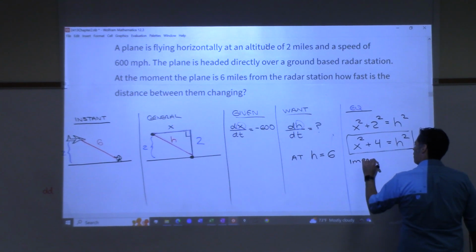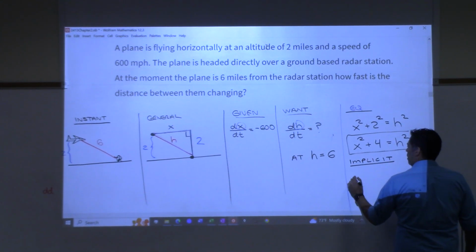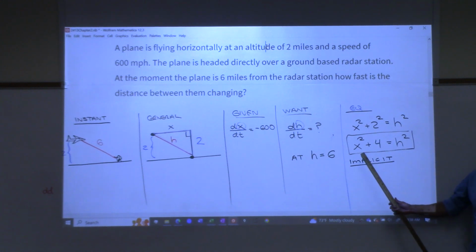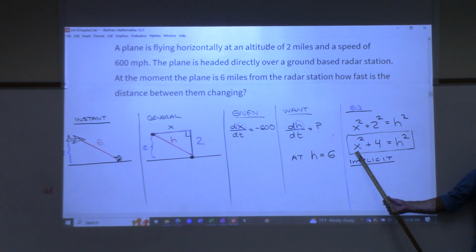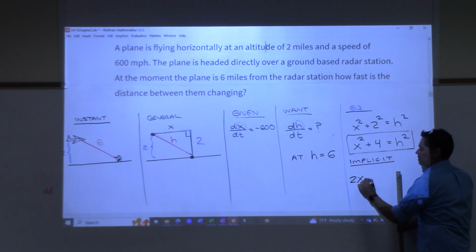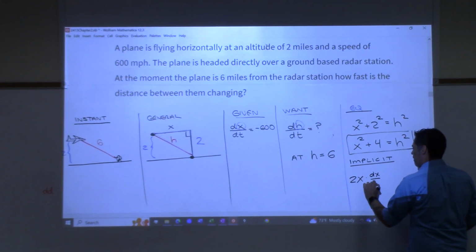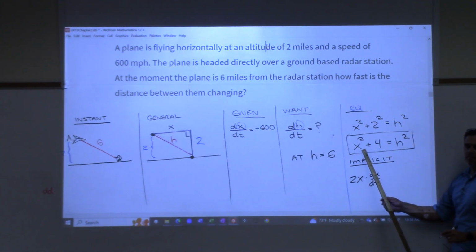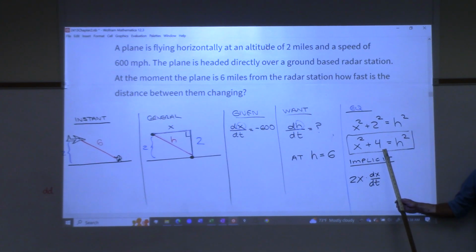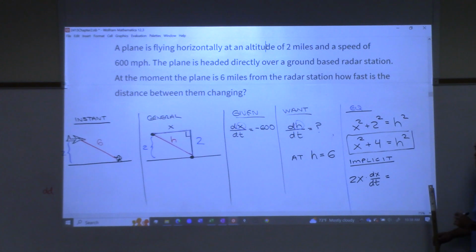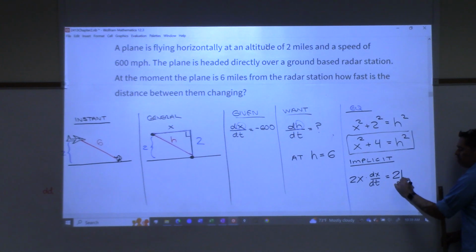Implicit differentiation is, let's see, what's the derivative of the left side? So what's the derivative of x squared with respect to t? 2x first times dx/dt. That's chain rule, right? We're done with the derivative of that. Plus, what's the derivative of 4? Well, it's a constant by itself, so the derivative of 4 would be 0. Equals, now the derivative of h squared, which is the same as we did with x squared. 2h times, this time, dh/dt. That's our chain rule over there, right?